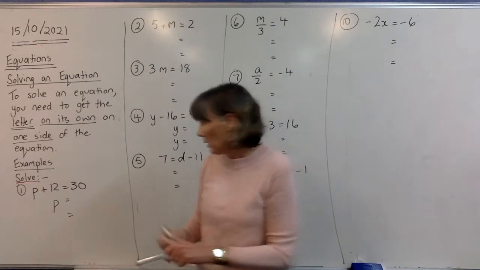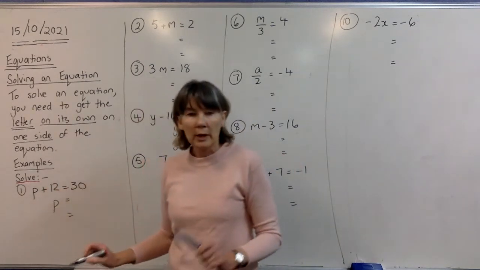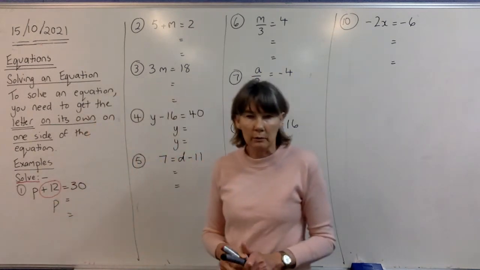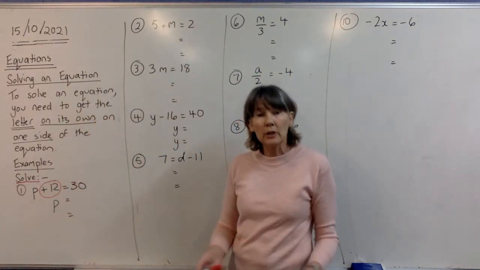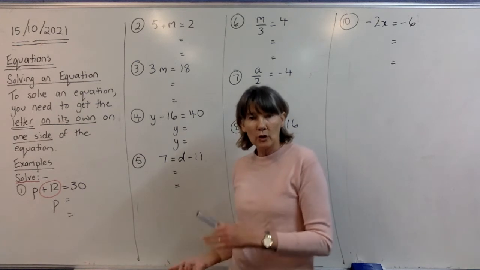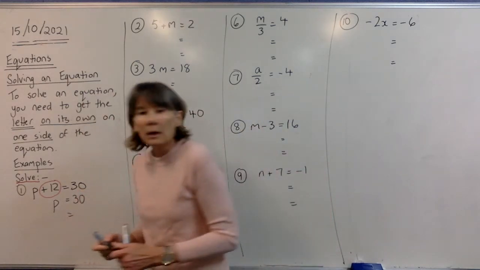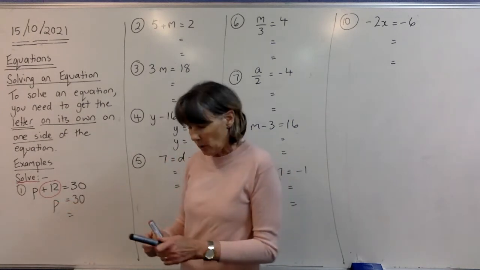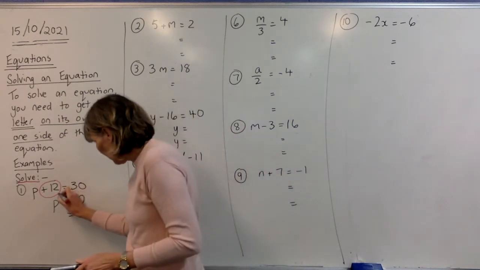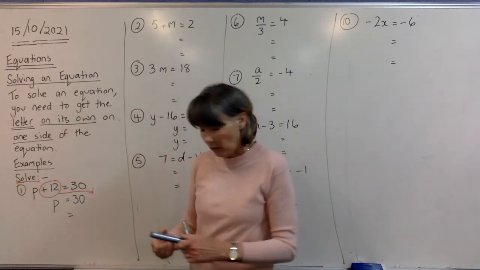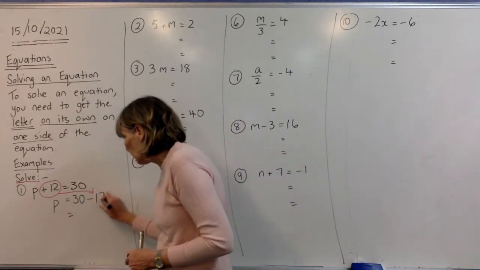So to do that, I'm going to get rid of the plus 12. So I want you to get your red pen and circle the plus 12. So what we're going to do now is go to the other side and do the opposite. All right, so I'm going to write down this 30 first, and then I'm going to do the opposite of plus 12. So it's going to come over here. When it comes over, it's going to be the opposite of plus 12, which is minus 12.